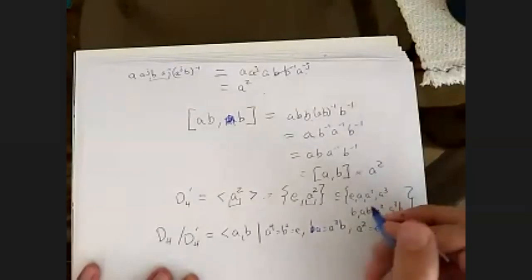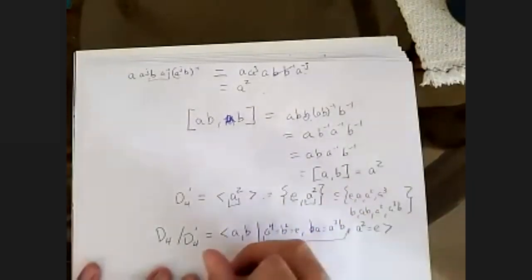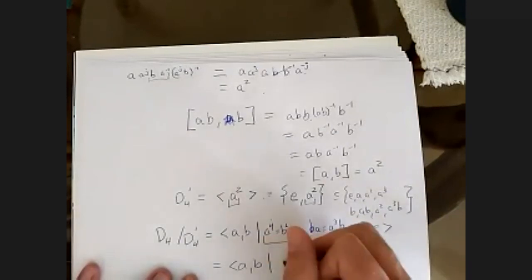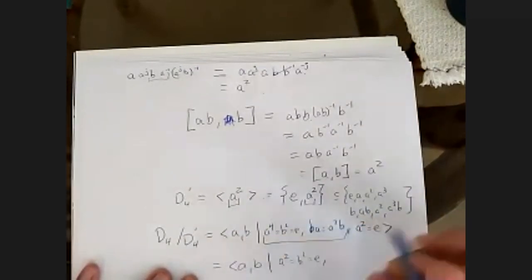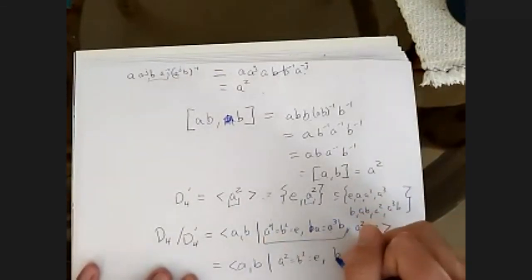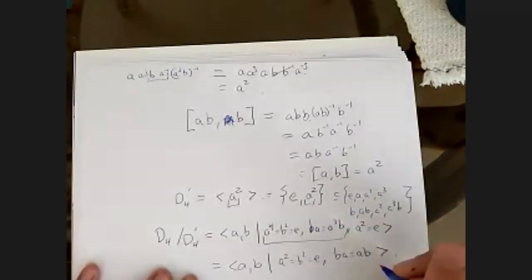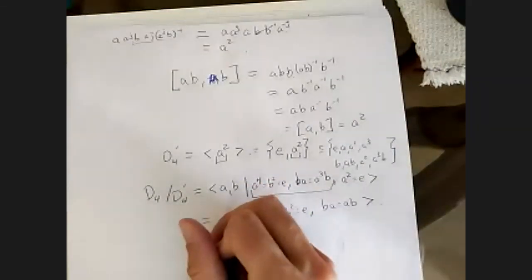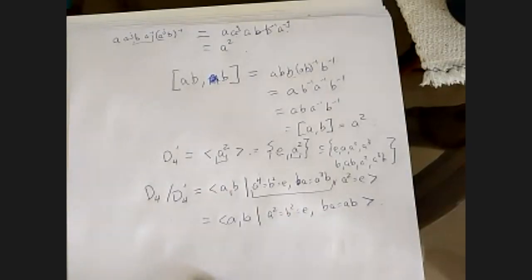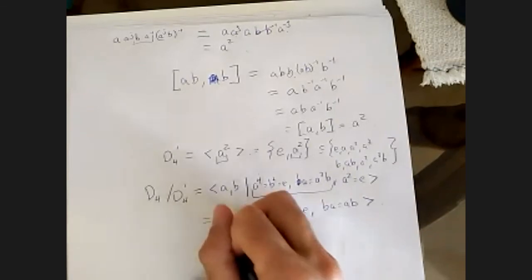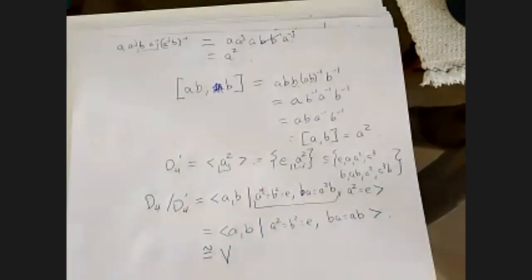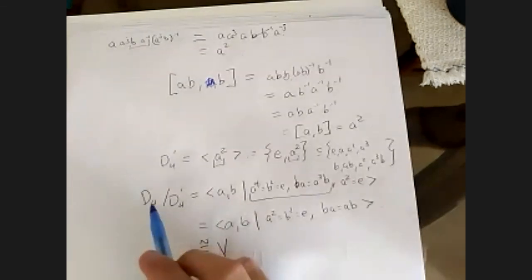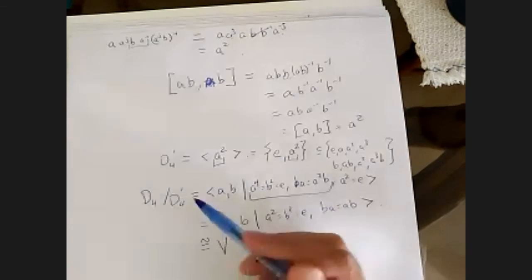Now, if A squared is the identity, these other relations can be simplified. We don't have to put A to the fourth equals the identity. So we have A squared equals B squared equals E. And if A squared is the identity, A cubed is really just A, so we have BA equals AB. We had another name for this group. This is a commutative group with 4 elements where the square of every element is the identity. We call this isomorphic to V. So when we take the quotient by the commutator subgroup, we get an abelian group.